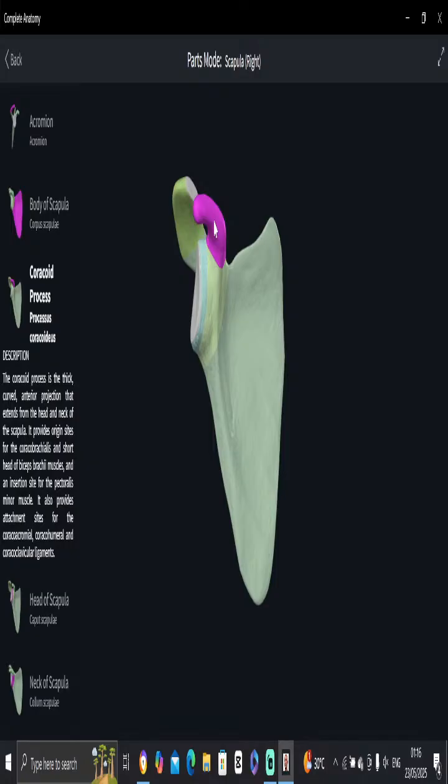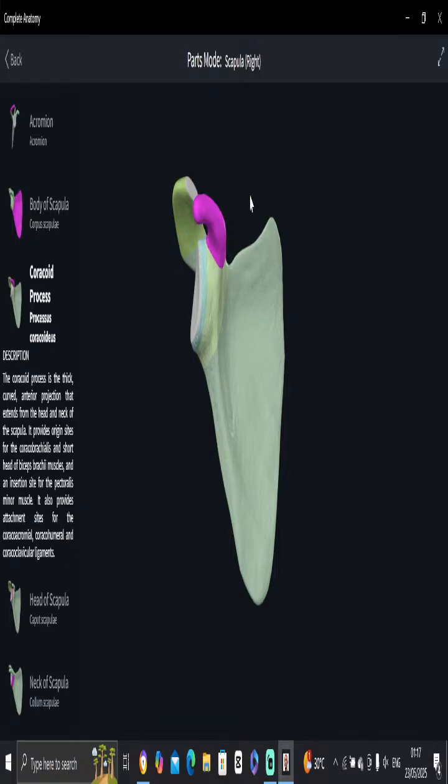So the coracoid process, 3 muscles, 3 ligaments. The coracobrachialis muscle, the short head of biceps, and the pectoralis minor muscle. Those are the 3 muscles. Then the 3 ligaments, the coracoacromial ligaments from the coracoid process to the acromion of the scapula, the coracohumeral ligament from the coracoid to the head or the tubercles of the humerus.